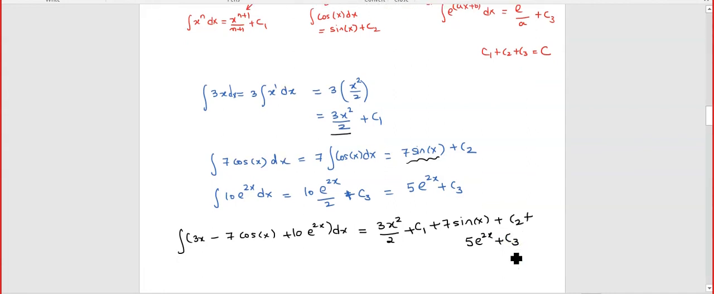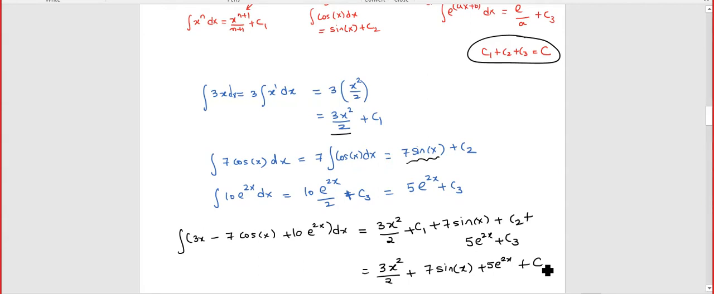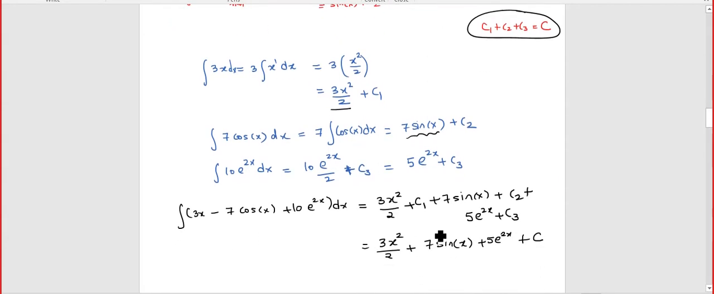And as I said earlier, we can always add all these constants together because we do not have a specific value, and name it as another constant. 3x squared over 2, minus 7 sine of x, plus 5 e power 2x plus c, c being the constant of integration. So in general we don't follow this practice of writing the constant of integration with each term. We don't do that. Instead we will add it finally after integrating all of the terms.